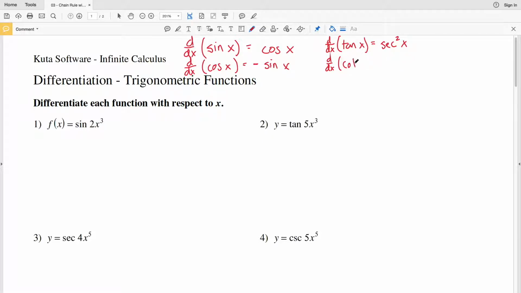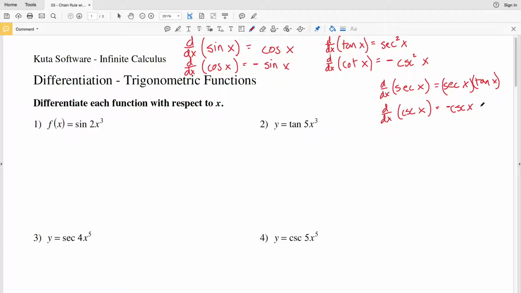Next, the derivative of cotangent of x is going to be negative, or the opposite, of the cosecant squared of x. Then lastly, I'll go over the derivative of the secant of x and the derivative of the cosecant of x. The derivative of the secant of x is secant of x times tangent of x. And the derivative of the cosecant of x is negative cosecant of x times the cotangent of x.